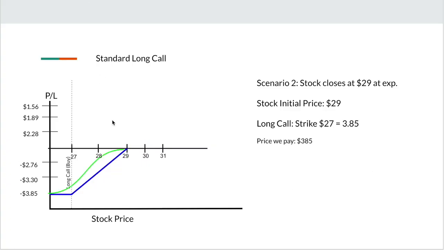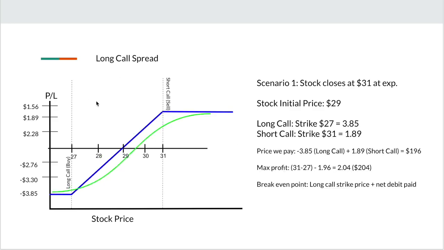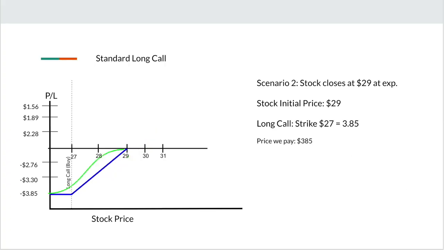So in scenario 2, we're going to be comparing the standard long call versus the long call spread if the stock closes at $29. First we showed you what happens if the stock closes at the higher strike price, which was 31. Now we're going to show you what happens if the stock closes at $29 at expiration date.